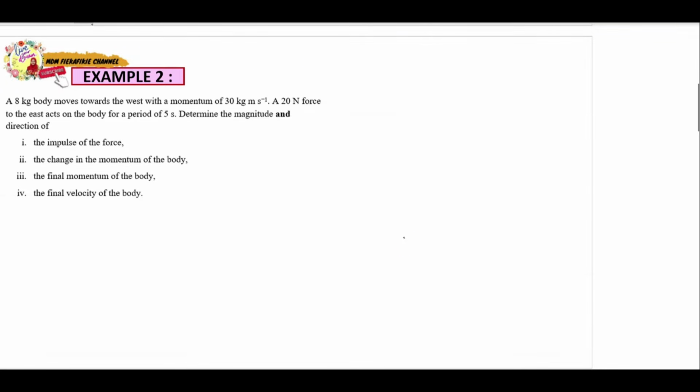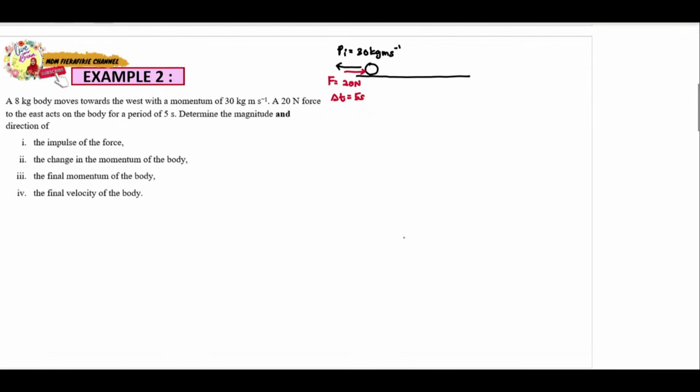Okay, so that means here we have a body. Okay, so let's say we have a ball, for example, and it's moving to the west, so in this direction. And given that the initial momentum of the body is 30 kg meter per second, and we have a 20 Newton force which is to the east. F is equal to 20 Newton, and this external force is applied on the body for a time of 5 seconds.